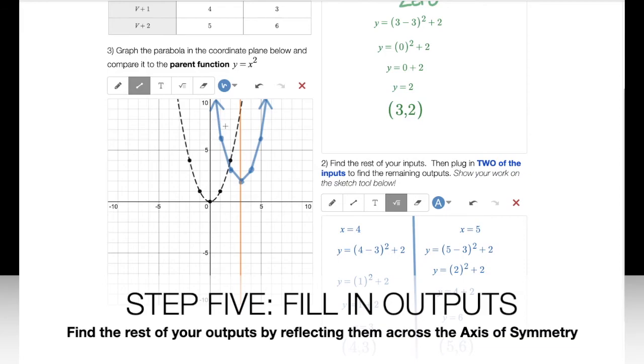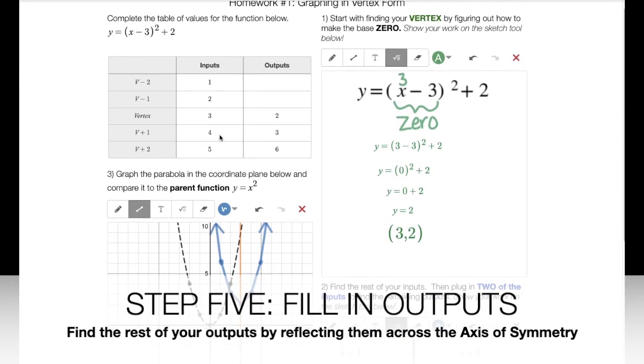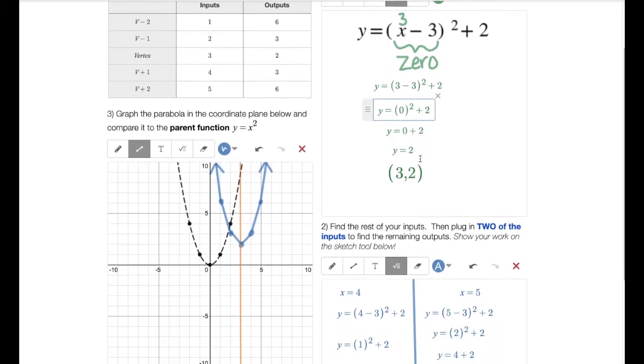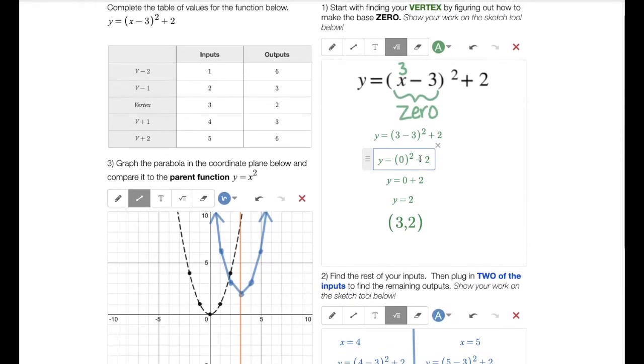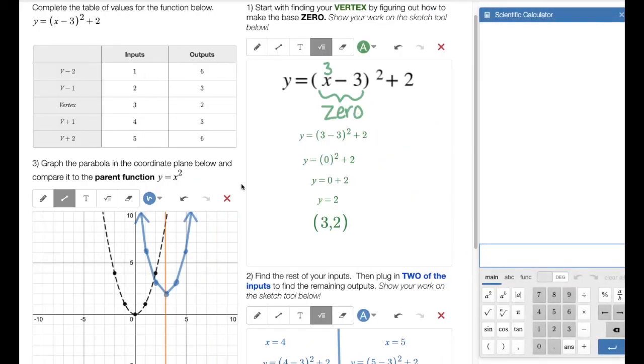So it takes 5 points to graph a parabola. The vertex, 1 to the right, 1 to the left, 2 to the right, 2 to the left. I can also come up here and add that into my table, 3 and 6. Now let's say I wanted to double check my work. I wanted to make sure that my parabola is in the right spot and that these points are correct. I could just pull up a scientific calculator and quickly input 2 and 1 directly into the function to see what happens.